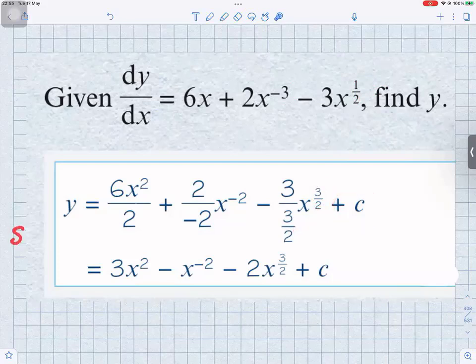And the next step is to simplify or cancel. 6 divided by 2 is 3. 2 divided by minus 2 is minus 1. We don't write the minus 1, we just write minus. And 3 divided by 3 over 2 is 2, and plus c. That's your answer for that one.